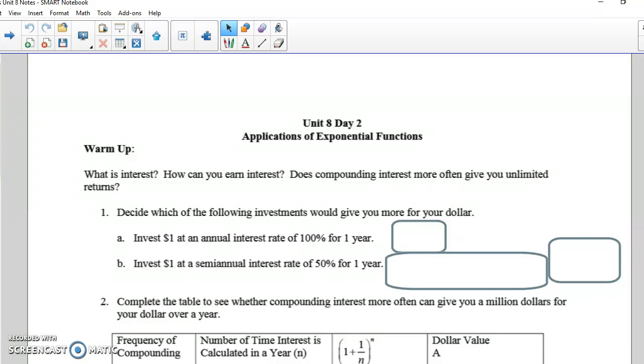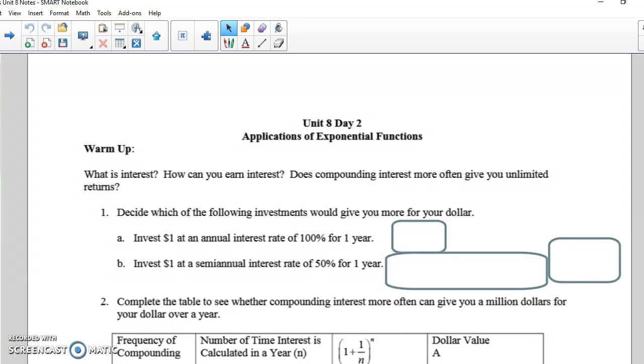This is going to be your Unit 8 Day 2 lesson. In this lesson, we're going to be focusing on the applications of exponential functions. So if you think back to what we did last lesson, that was on exponential growth and decay. And today we're just going to be doing tons of different application problems.